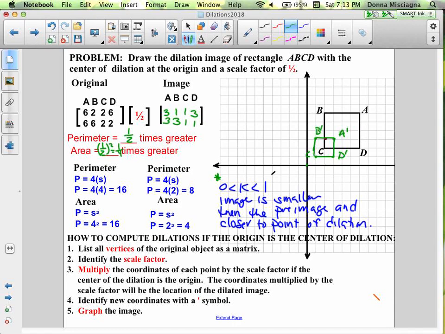And that's how it'll always be for dilations, whether they're around the origin or not, but I happen to do these ones around the origin. In the next podcast, we're going to be looking at what if the center of dilation is not the origin. What do we do then?